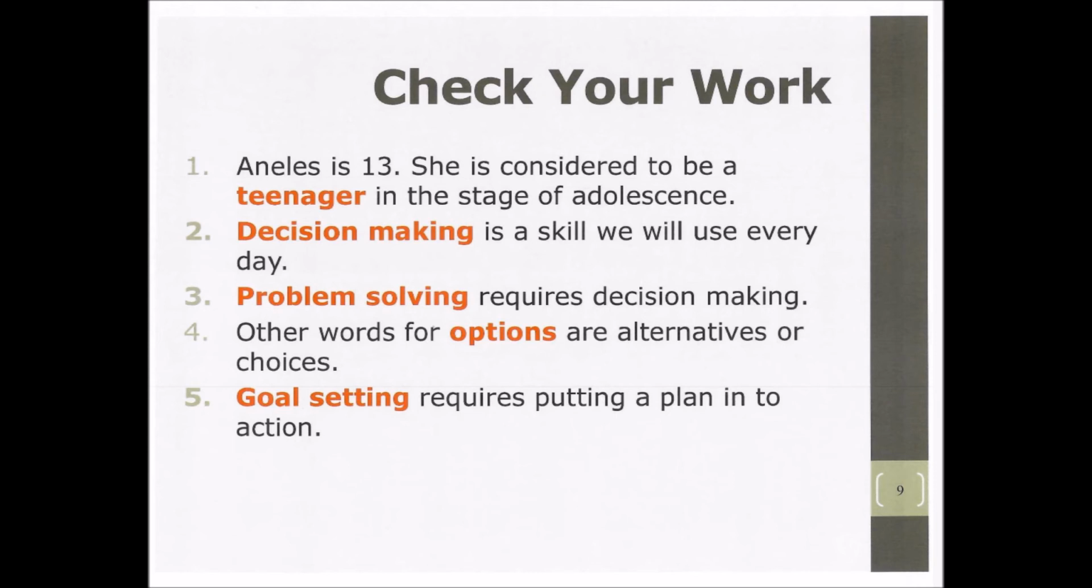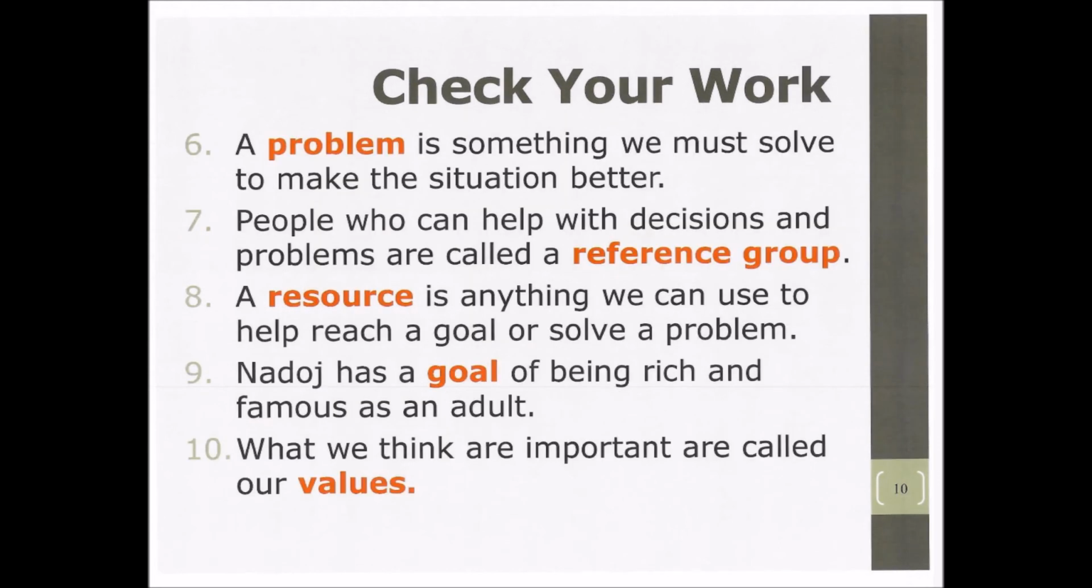Number 5, goal setting requires putting a plan into action. You have to do decision making before you do goal setting. Goal setting is thinking what you want your outcome to be, making the decisions to make a plan, and putting the plan into action. Number 6, a problem is something we must solve to make the situation better. We have problems all the time. Some of them are good problems, some are bad problems, some are just things that are in our way. We have to solve these to make our situation better.